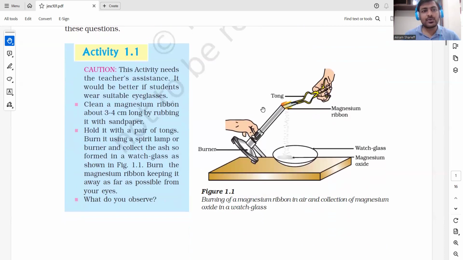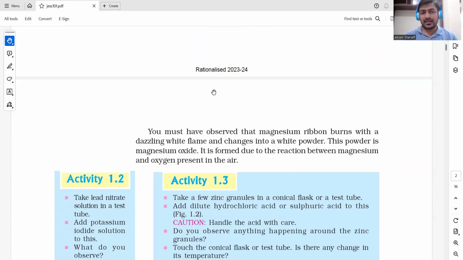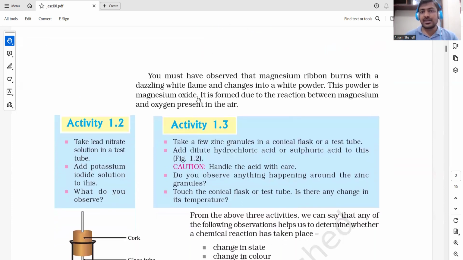The first activity is to clean a magnesium ribbon, which is about 3 to 4 centimeters long, by rubbing it with sandpaper, and then holding it with tongs. Basically, you are burning that magnesium ribbon. What happens when you burn a magnesium ribbon in air? You will observe that the magnesium ribbon burns with a dazzling white flame and changes into a white powder. What is this powder? It is magnesium oxide.